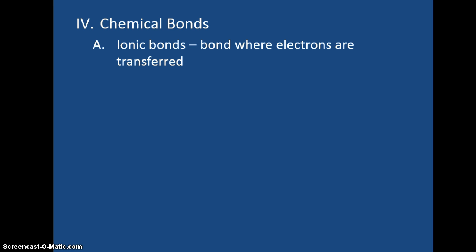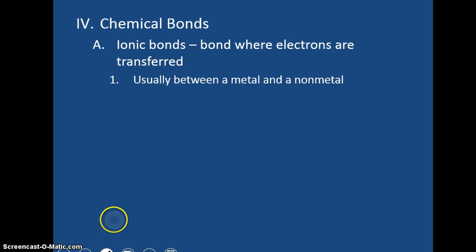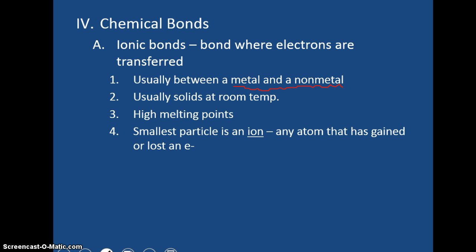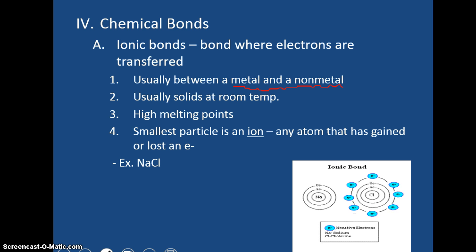Ionic bonds are bonds where electrons are transferred. They're usually between a metal and a nonmetal. That is very important that you know that it's between a metal and a nonmetal. They're usually solids at room temperature and they have high melting points. The smallest particle is an ion, which is any atom that has gained or lost electrons. An example would be NaCl.